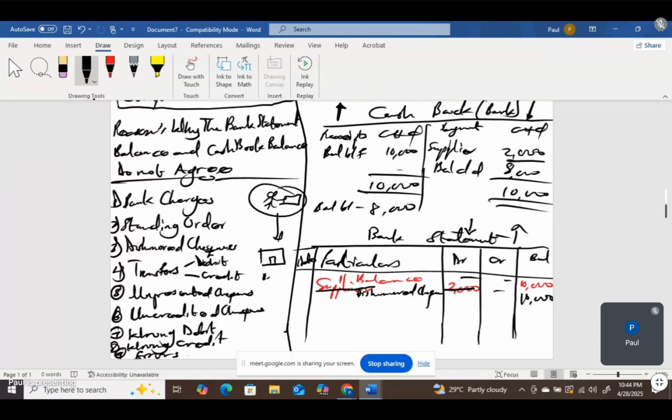Maybe he has forgotten. The check has not reached the bank, so he's yet to present it to the bank. And when he presents it to the bank, it will reduce your account balance. But since he's yet to present it, the bank will not be aware of it. So these checks that I'm talking about, the bank is not aware of them. We call them unpresented checks. Please, do you understand?